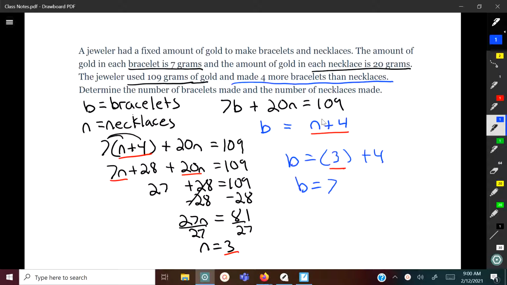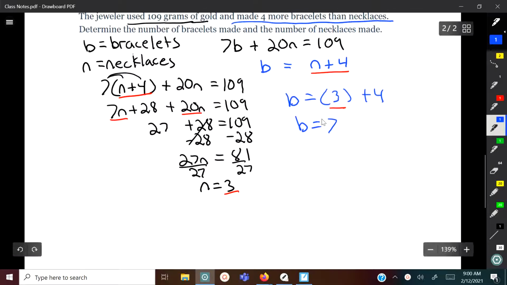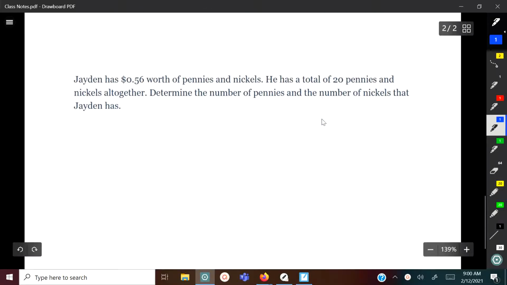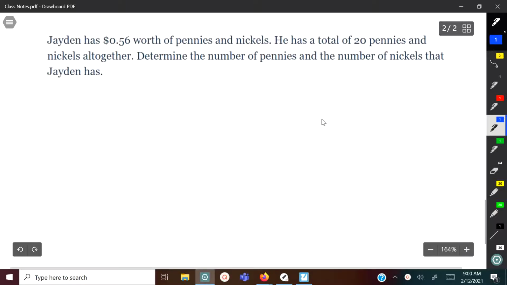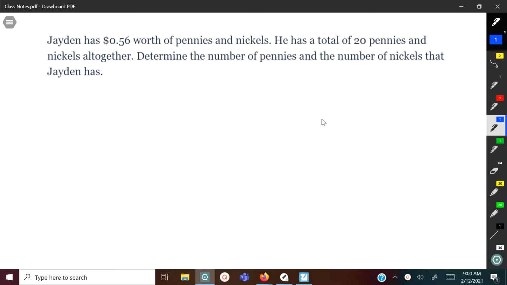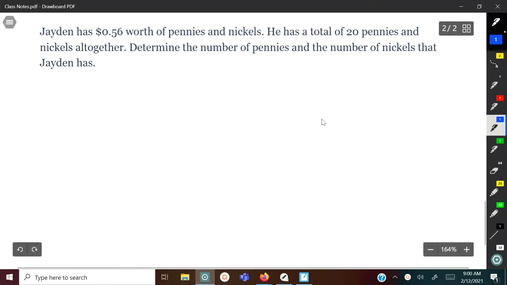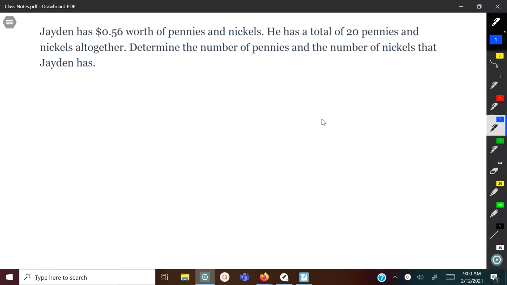Let me give you one that involves money, because a lot of times people say, well, I just need to know how to deal with money. Well, here's a money one. See if you can do system of equations with money on this one. Okay? So Jaden has 56 cents worth of pennies and nickels. He has a total of 20 pennies and nickels all together. Determine the number of pennies and the number of nickels that Jaden has.